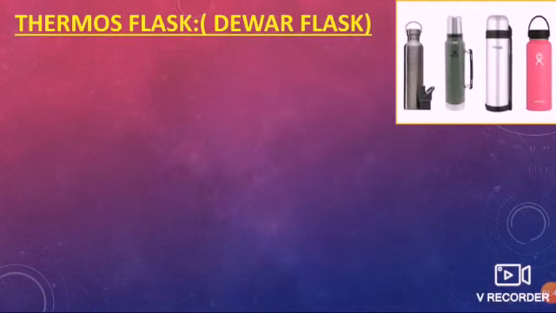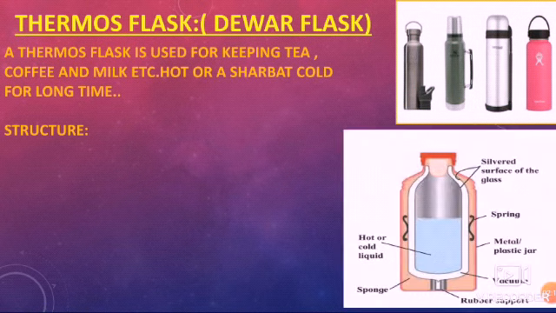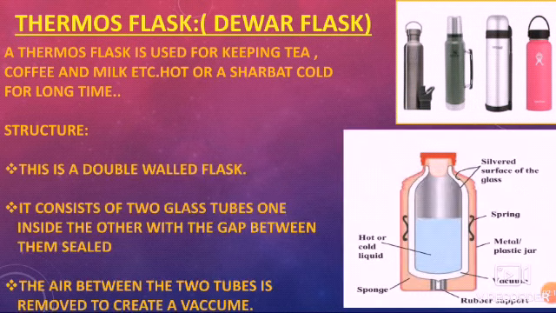Now the last part, we are going to see the thermos flask. It is also called a Dewar flask because it was discovered by a great scientist. As you all know about the thermos flask very well, it is used for keeping tea, coffee and milk. If we keep anything in it, the hot object will remain hot, whereas the cold object will remain cold for a long period of time. Why? Because the structure is made this way. See in this picture, the structure is clearly given.